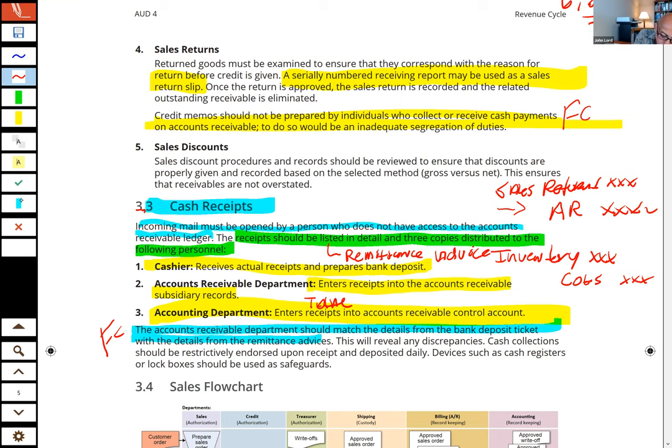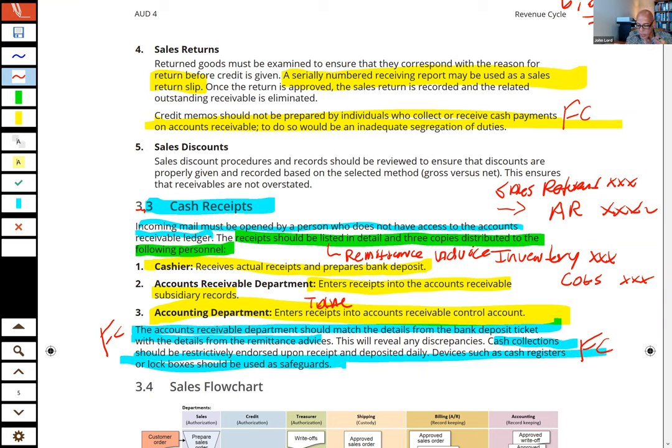Now, they also tell us that cash collections should be restrictively endorsed upon receipt, and they say devices such as lockbox. And when they say device, you picture what? A box with a lock on it, which, if you're thinking about Apple, would be ridiculous, that that's where all the receipts would go.